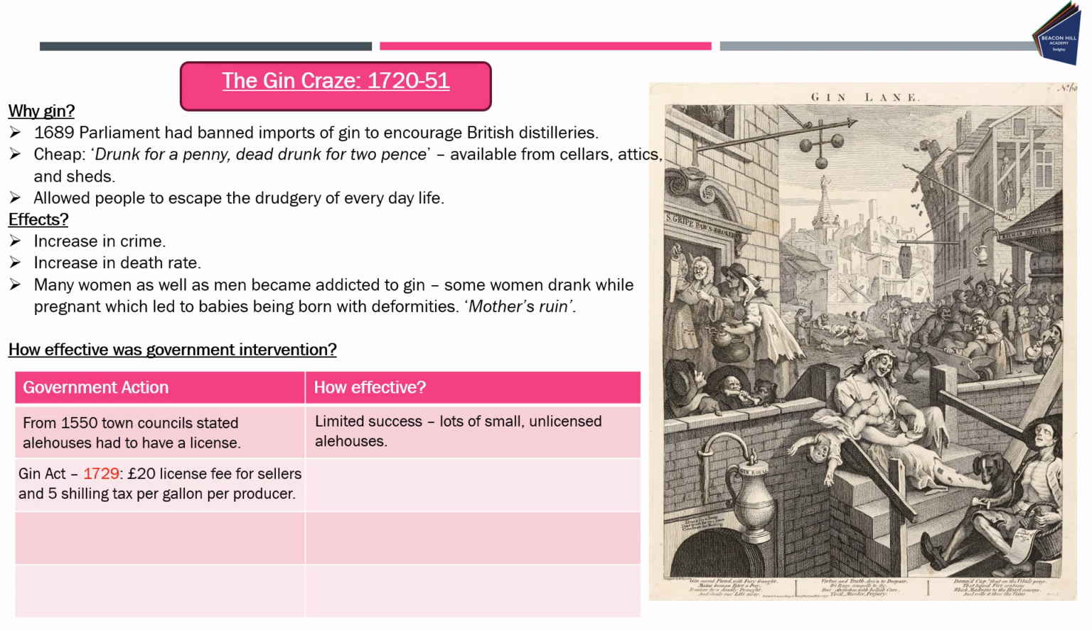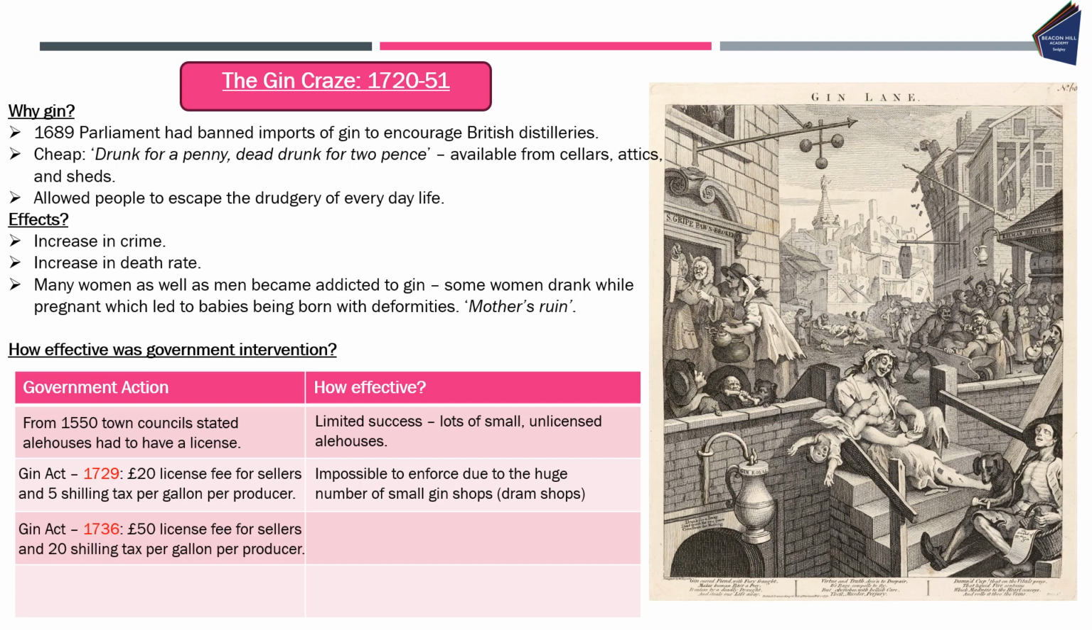The Gin Act of 1729 stated that it would be £20 for a licence fee for sellers and a 5-shilling tax per gallon per producer. 5 shillings today is around about 25 pence, so not the biggest deterrent really for people. In terms of its effectiveness, it was impossible to enforce due to the huge number of small gin shops, which were known as dram shops, which you might remember from your lessons. So the Gin Act of 1729, not particularly a large success.